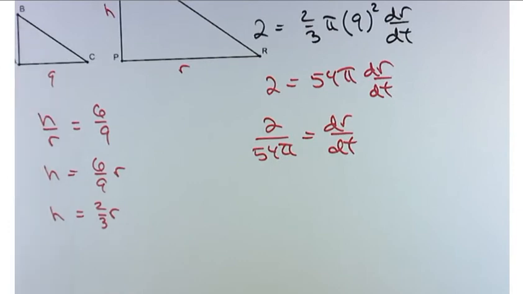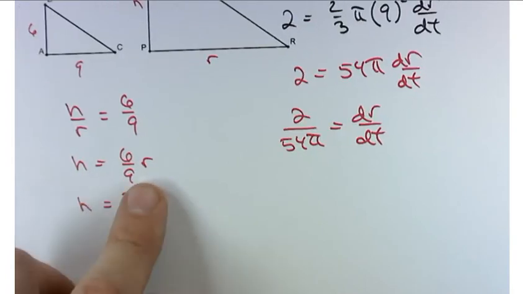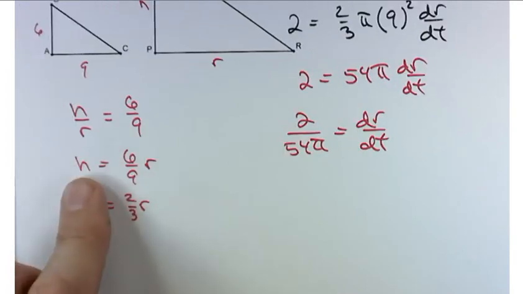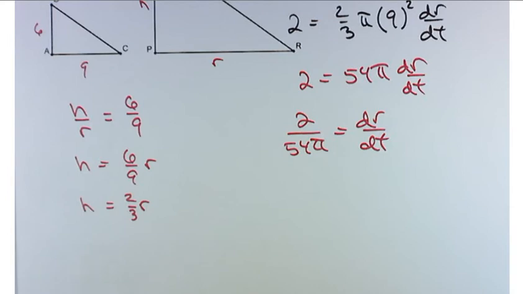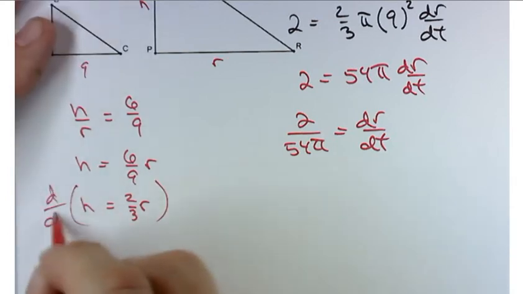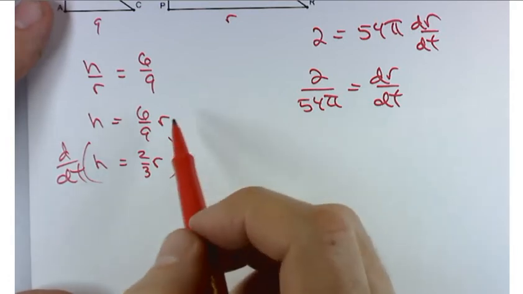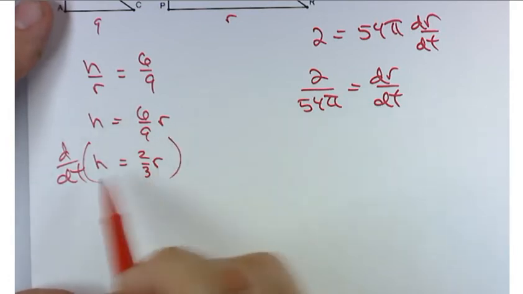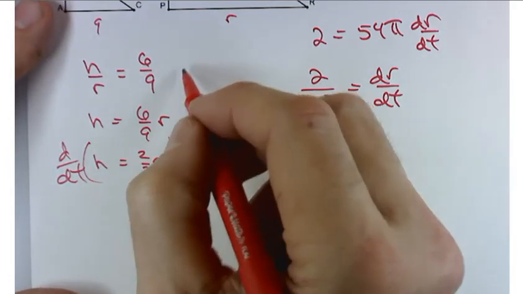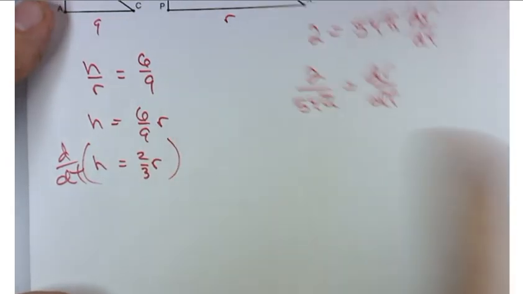Oh, I could have said r is 3/2 h instead of solving for h in terms of r. The overall problem asks how the height of the pile is changing at this time. So I should have left h in the problem, not r. I wasn't thinking through this one carefully.